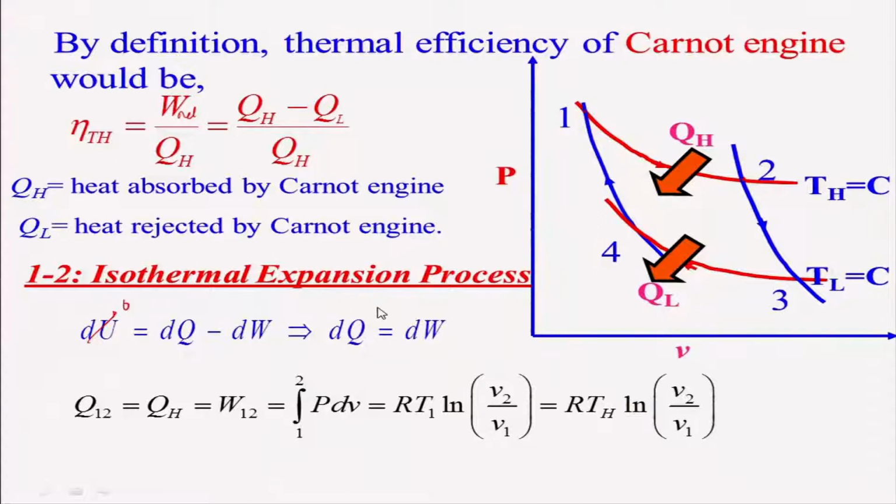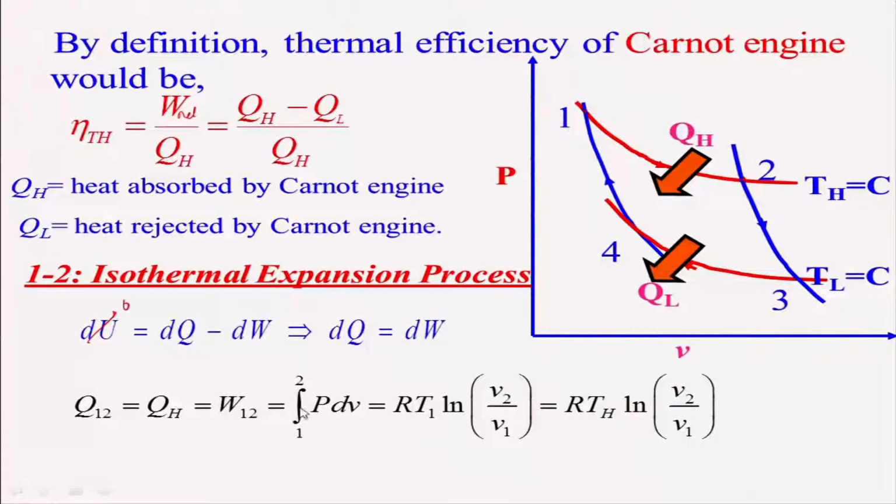And for this process, dQ is nothing but Q12, which is the amount of heat absorbed from the source, and that is equal to the work done from 1 to 2, and we know it is PdV work. So, that will be the integral of PdV between states 1 and 2, and you can assume the ideal gas law, PV is equal to RT, where V is the specific volume. Instead of P I can put RT by V, and then integrate that, I will get RT1 ln V2 by V1, and T1 is nothing but your TH. So, the work done is equal to RTH ln V2 by V1.